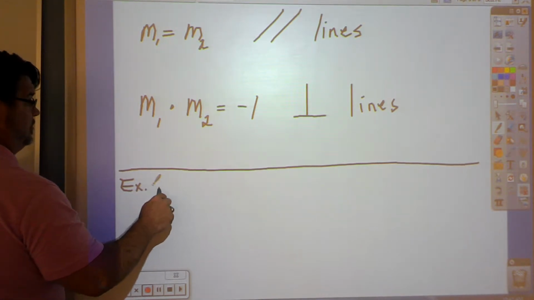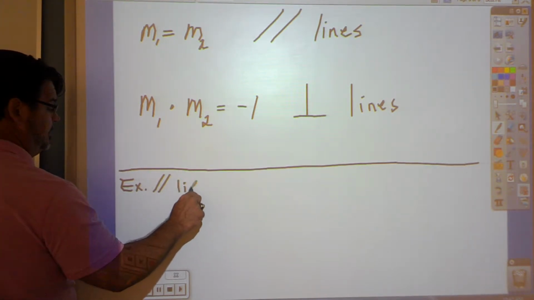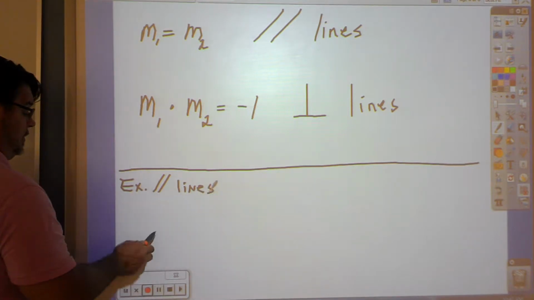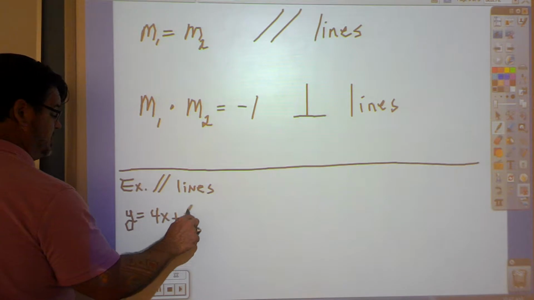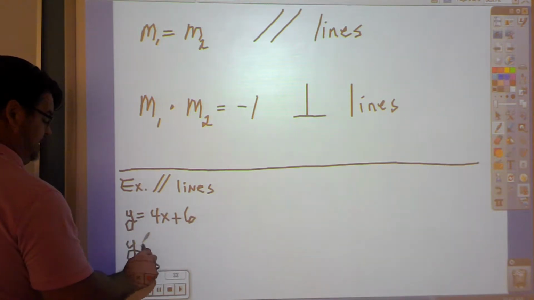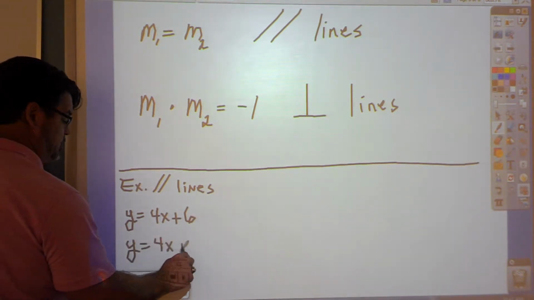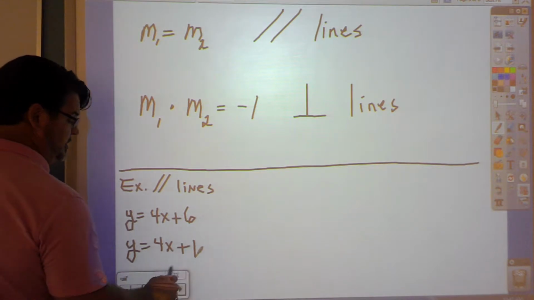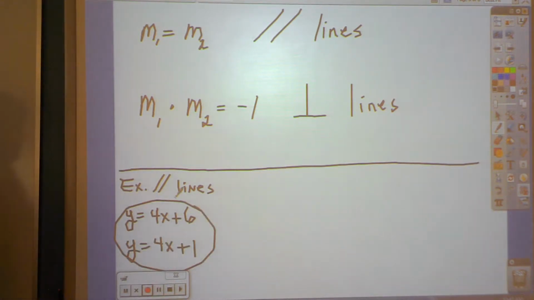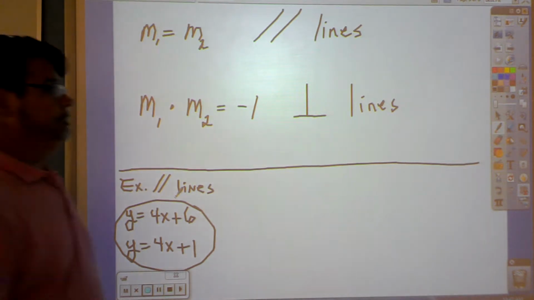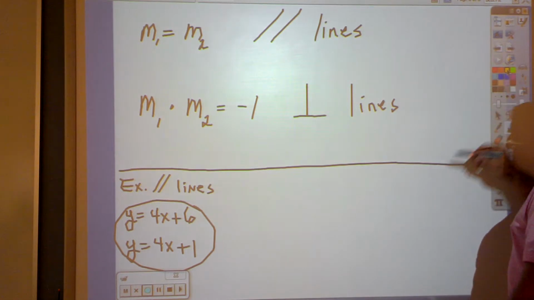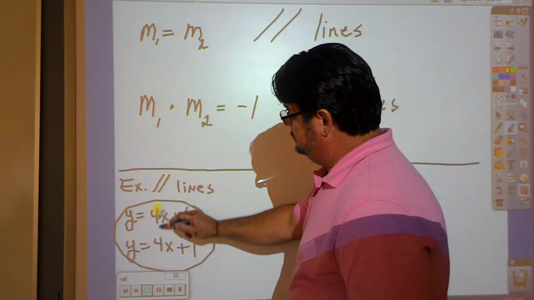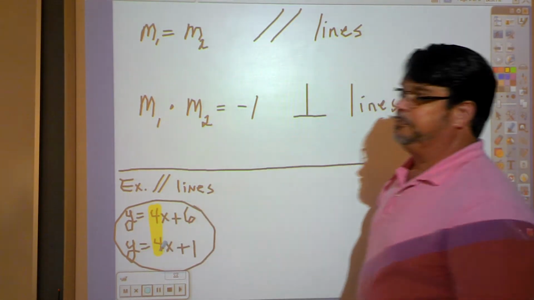Example of parallel lines. y is equal to 4x plus 6, and y is equal to 4x plus 1. These two lines are parallel because the slopes are what? Slopes are equal. See?